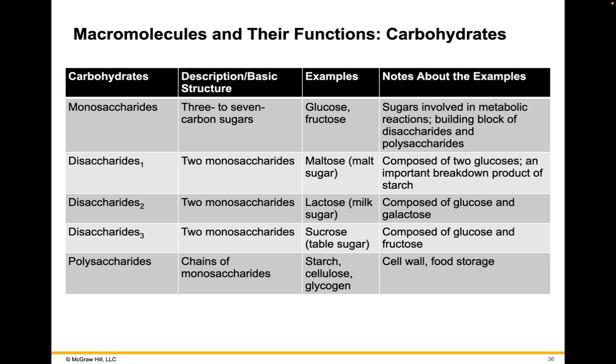We have disaccharides, double sugars. And we have polysaccharides, which is a long chain of sugars. So monosaccharides like glucose and fructose are going to be involved in metabolic reactions. So what we're saying is these two are examples of monosaccharides that can come together to build disaccharides and even polysaccharides. Now, the function of carbohydrates, generally speaking, is they are your number one source of energy.